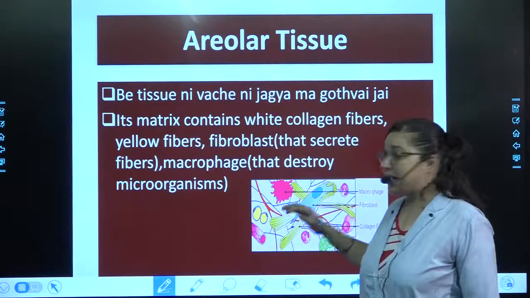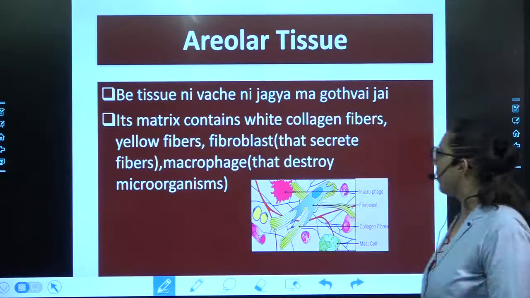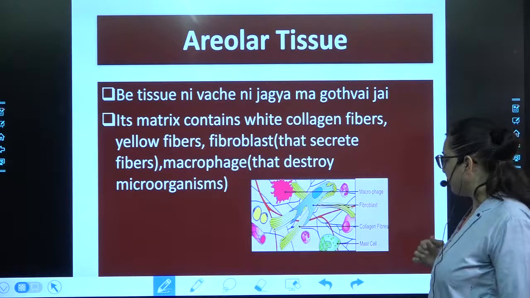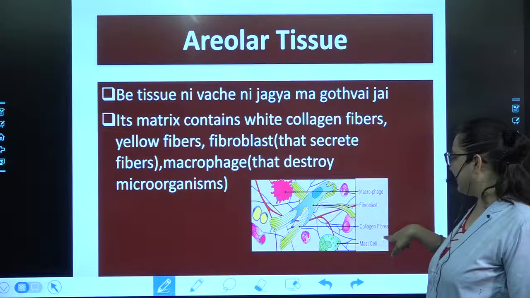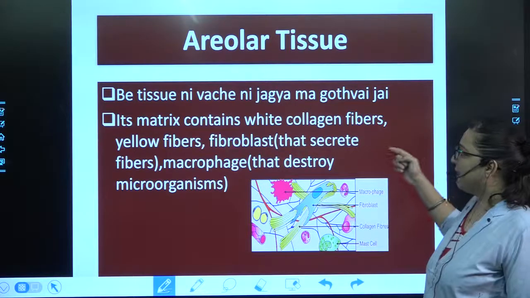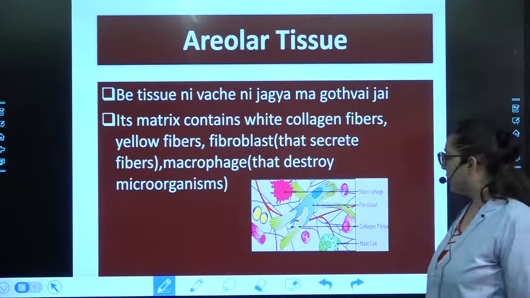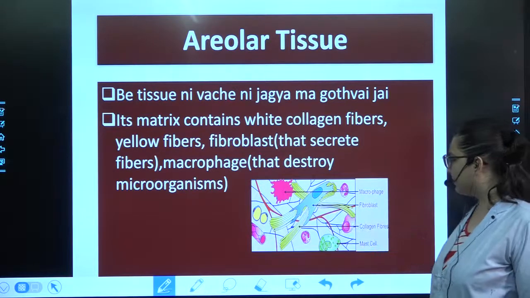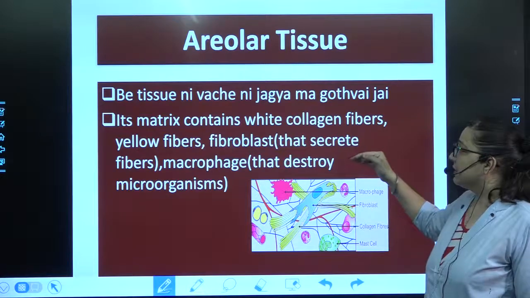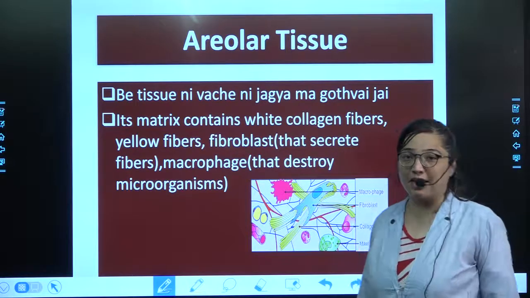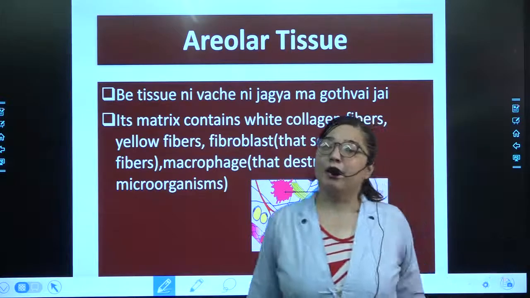Its matrix, that means its floor, what it is made up of? This many things. White collagen fibers, you can see this collagen, these are called as collagen fibers. Then yellow fibers, then fibroblast, which you can see over here. What is fibroblast? This fibroblast, they are generally helping in making the fibers.